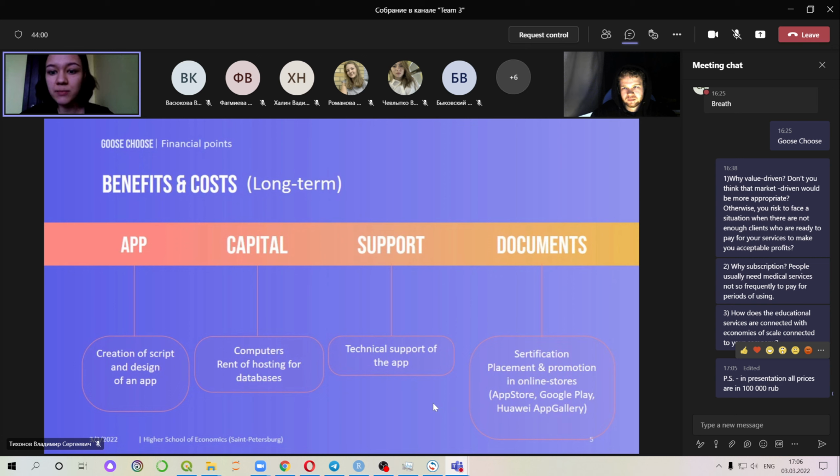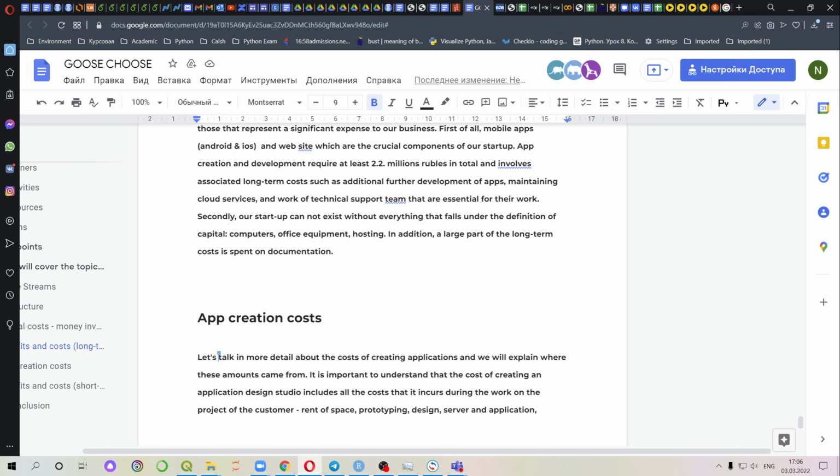Secondly, our startup cannot exist without everything that falls under this definition of capital: computers, office equipment, hosting for support of our app.